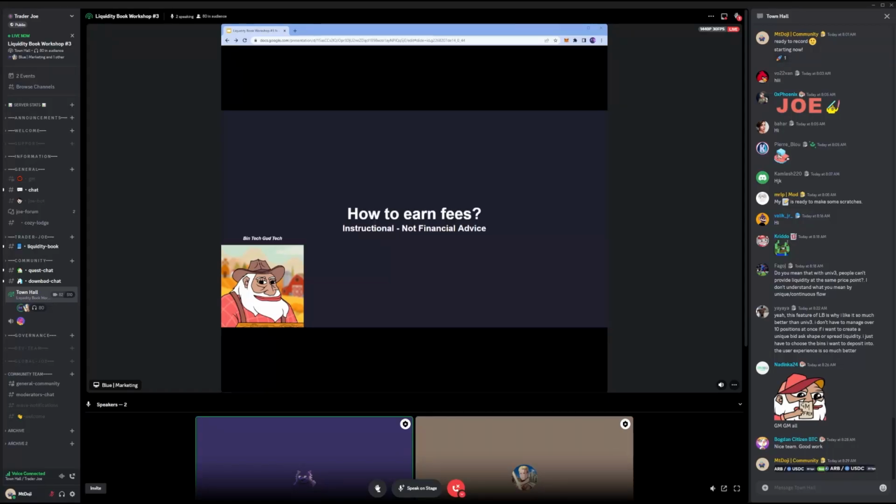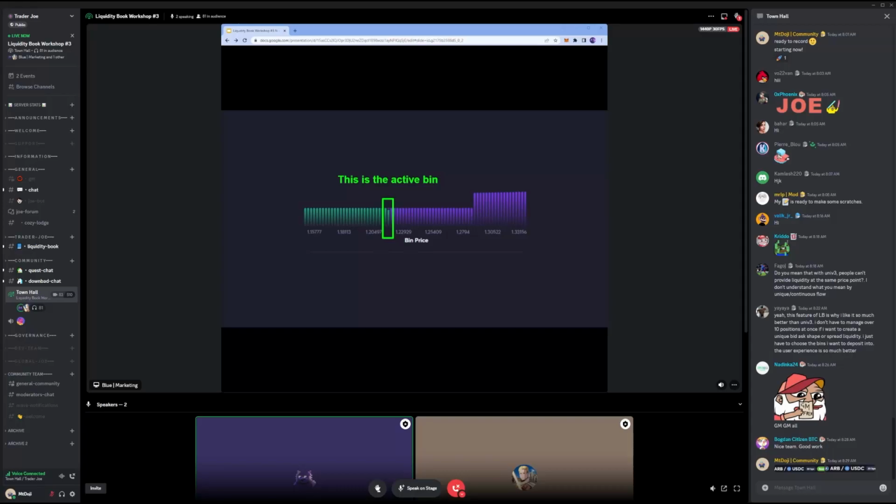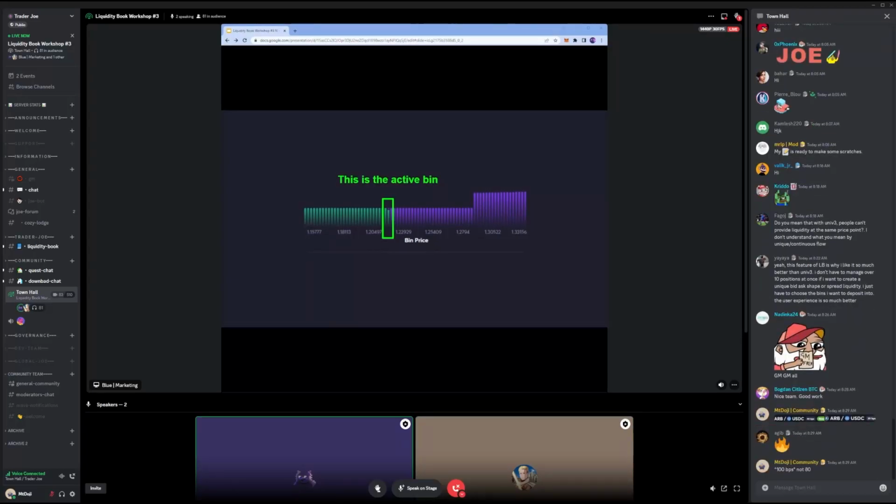How to earn fees. This is probably the most common question that we get, and the easiest answer is to keep your liquidity in the active bin. So what's the active bin? This is the active bin. It's the bin with two colors in it. There'll be a green and a purple color. It's got two colors in it, so this is the active bin.